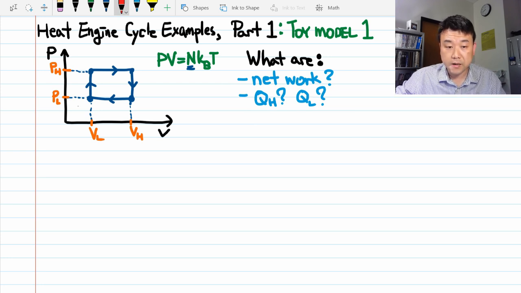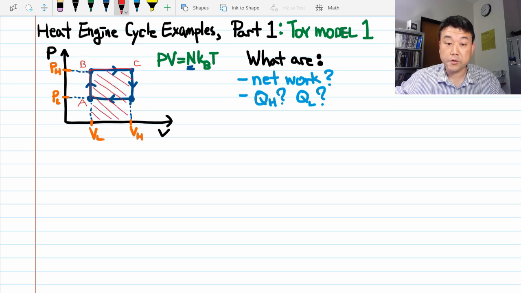Let's say we are starting at point A. Then the system undergoes isochoric heating, reaching point B. No work is done throughout this process because the volume doesn't change. And then the system undergoes isobaric expansion, reaching point C. It does some work. That would be the area under the curve here.